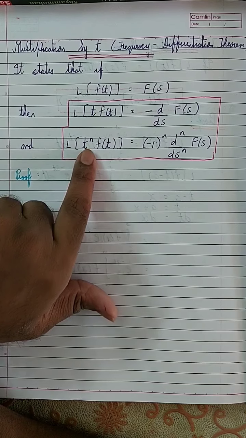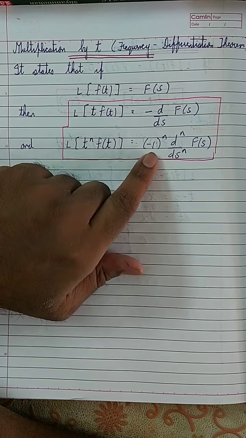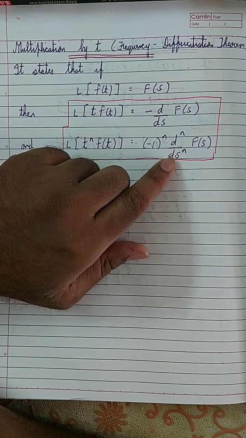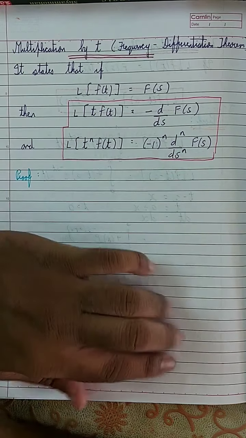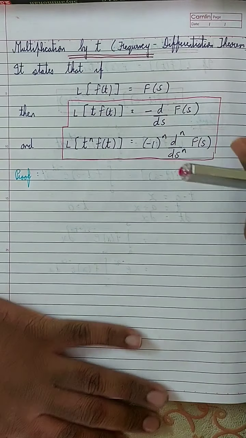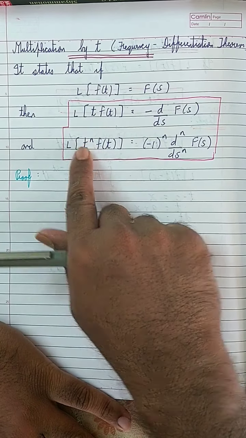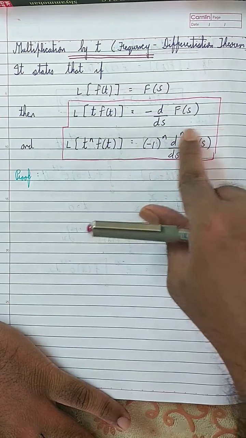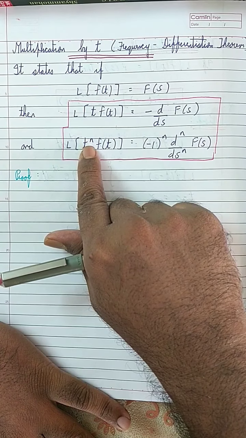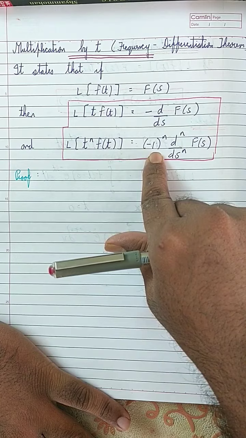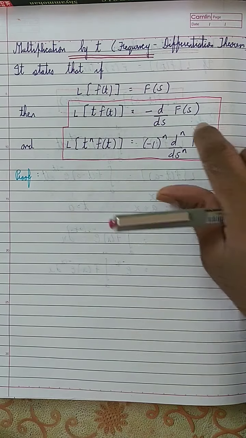If it was t cube f of t, this will become minus 1 raised to 3, which is minus 1, into d cube by ds cube F of s, that is d raised to n by ds raised to n F of s. So you can understand that if n is an even number, then this will become a positive number, and all you have to do is differentiate that many number of times. If n is an odd number, then there will be a minus in front of it, and you should differentiate it that many times. That's what this equation actually means.